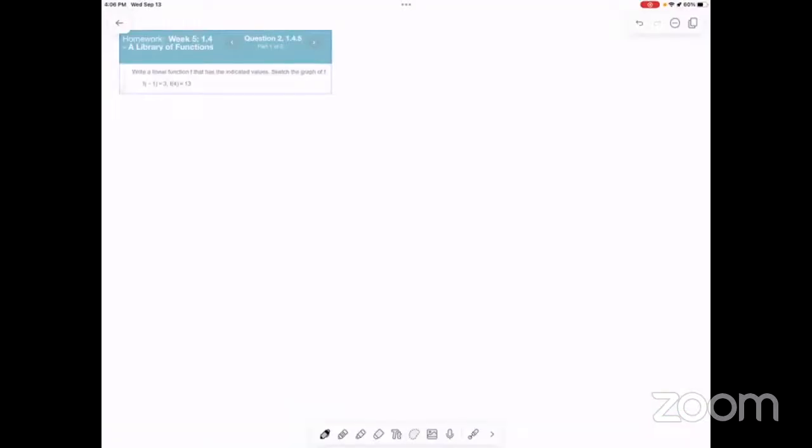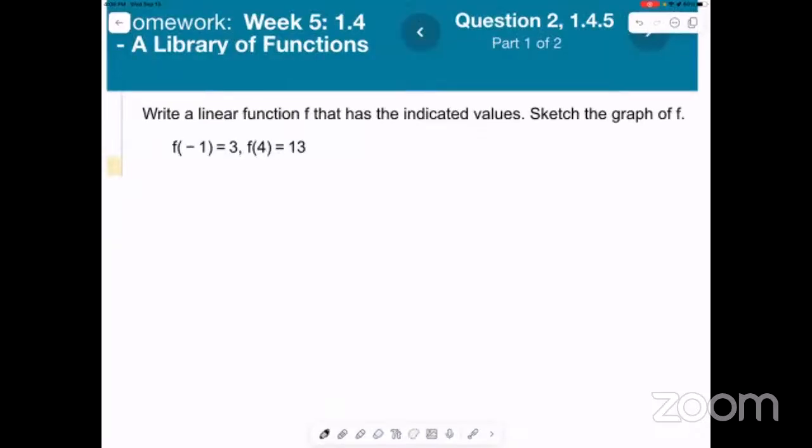Okay. So we want a linear function with these values, right? They give us two function values. I'm going to write these as ordered pairs. When x is -1, the corresponding y is 3. When x is 4, the corresponding y is 13. So basically, they're asking us to find the equation of the line through these 2 points.